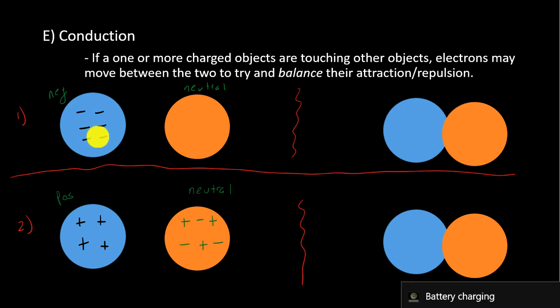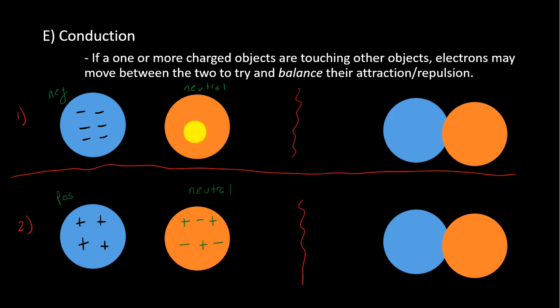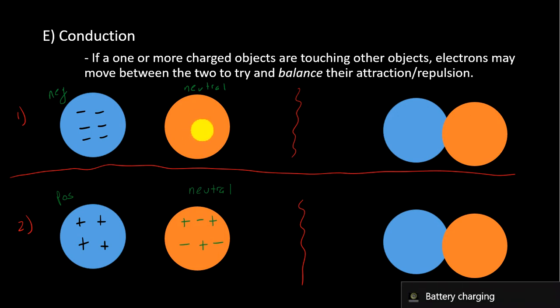I'll start off with example 1. I have negatively charged objects in blue. I have a neutral object in orange. I could also represent neutral by just not having pluses or minuses drawn at all.